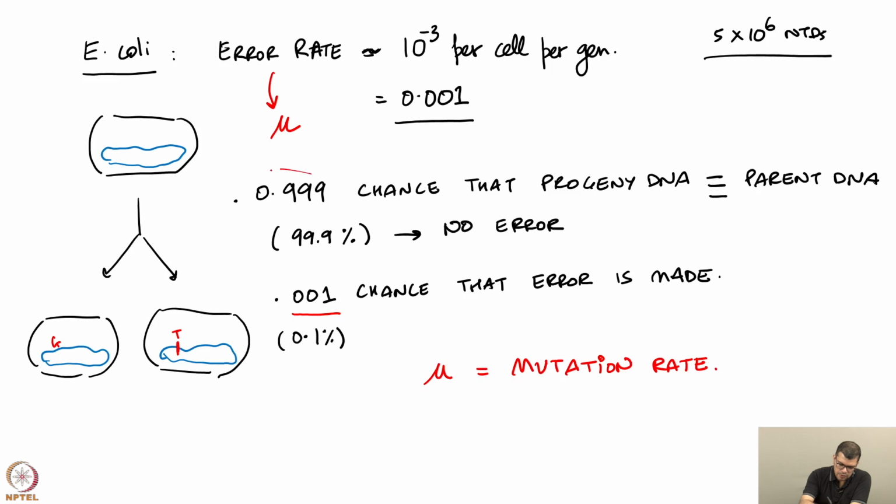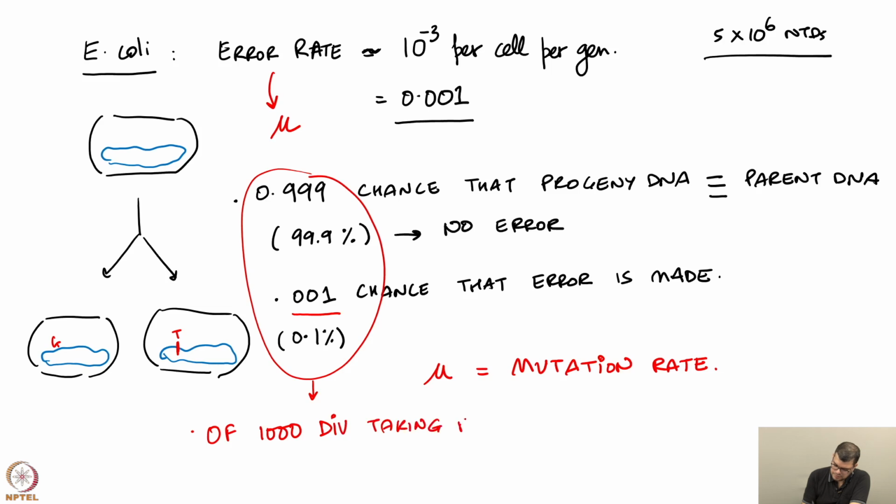The way we are going to look at these numbers is the following: instead of looking at this in probability terms, we will look at it in a slightly different context, that of the 1000 divisions taking place in any flask, test tube, pond, any environmental context. We can divide these 1000 into 2. In 999 such cell divisions, there is no error. In one, however, there is an error. And this has interesting implications, as we will see in the next slide.